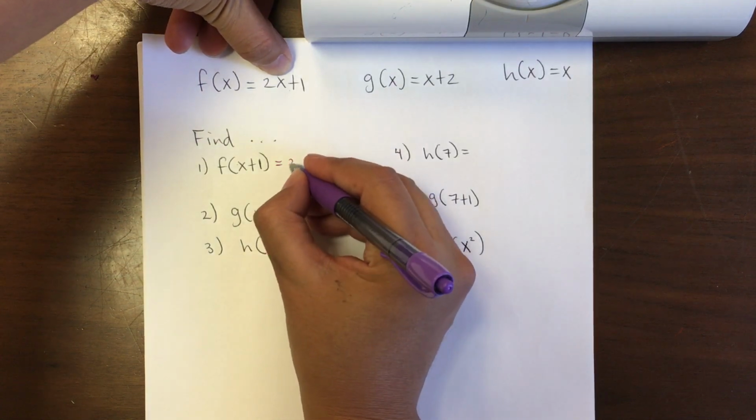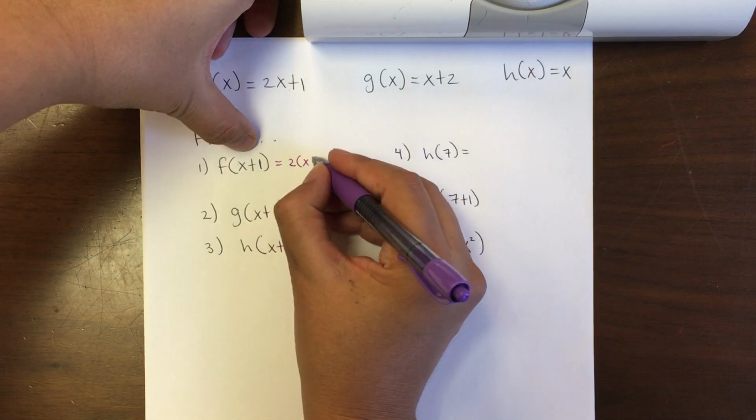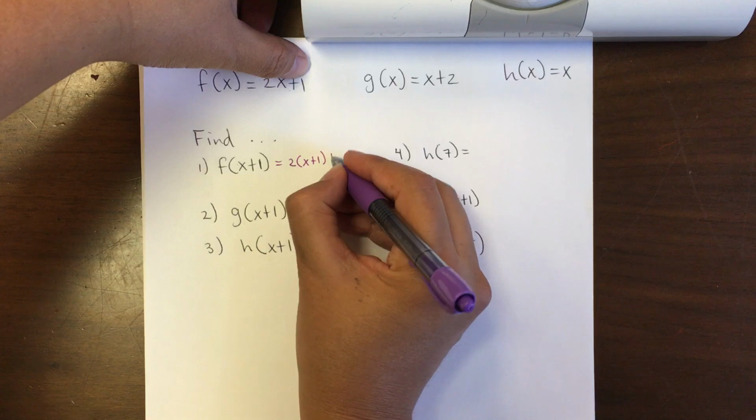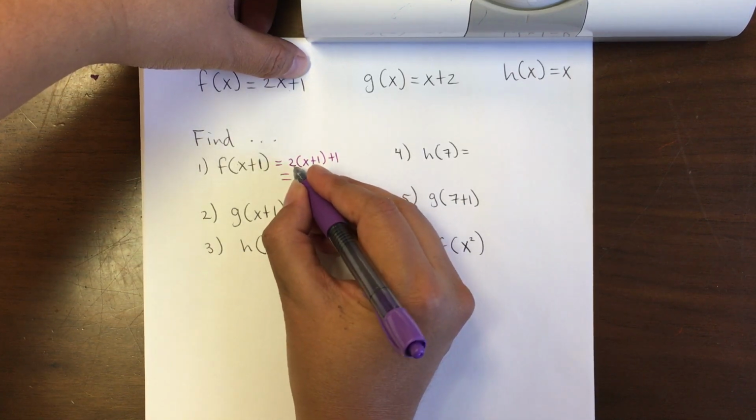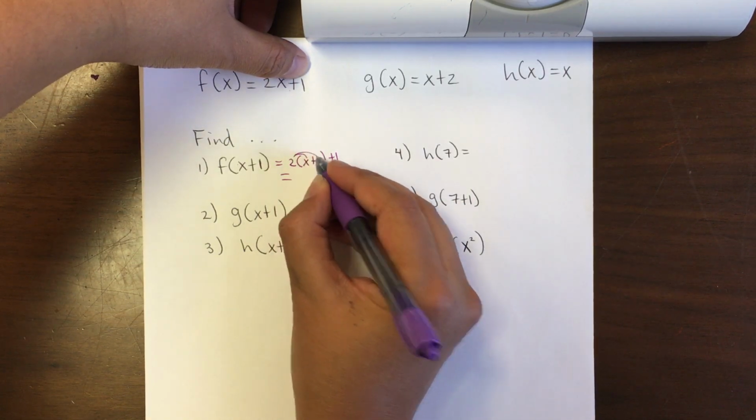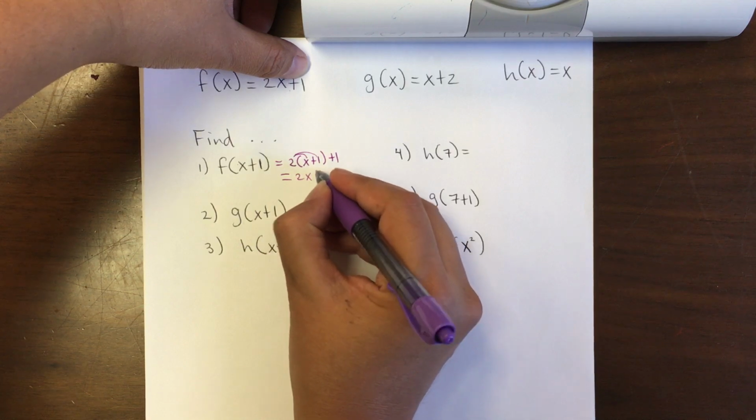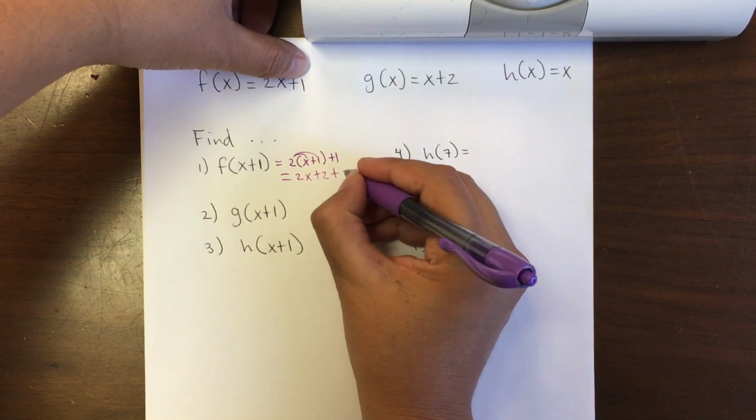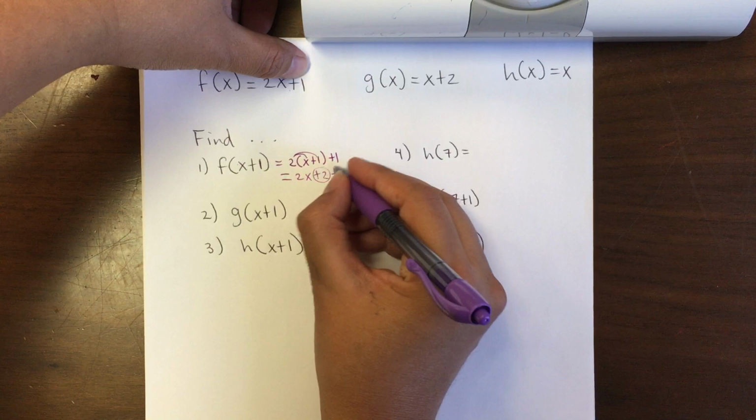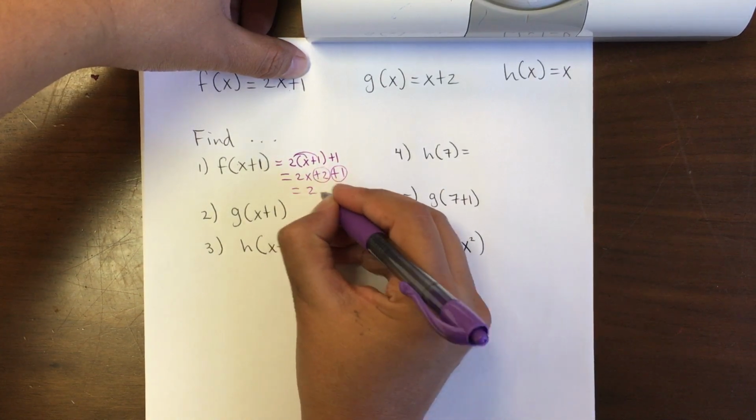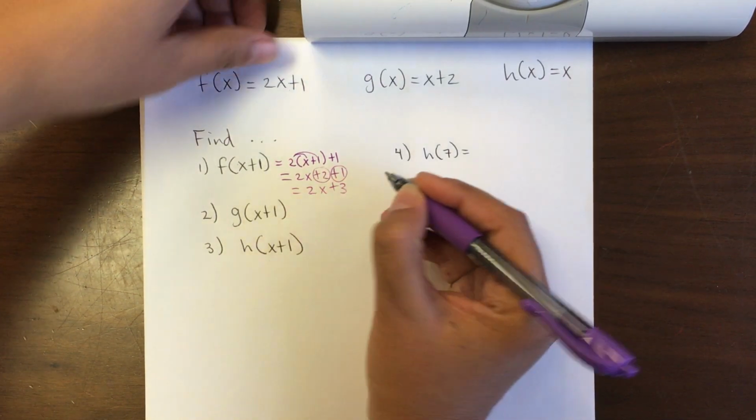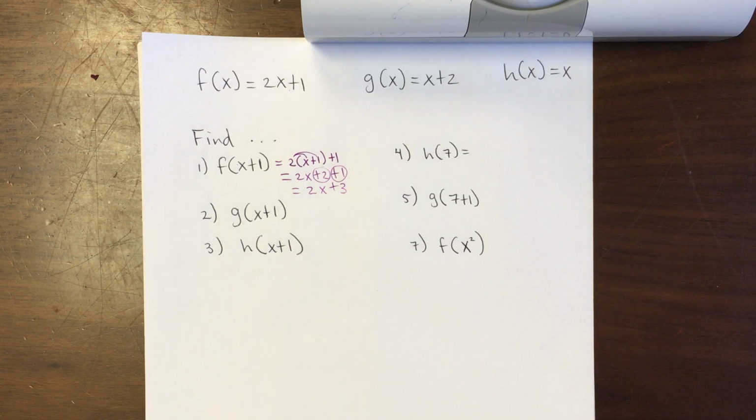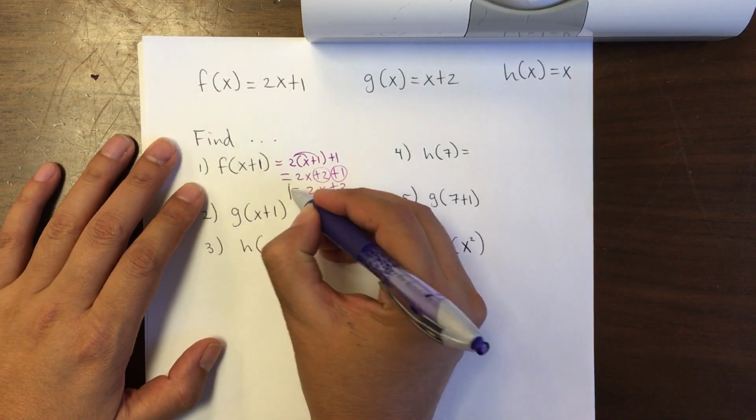Okay, so this means replace this in the f of x, so it's gonna be removing the x, so it's going to be 2 times x plus 1, plus 1. And so that's equal to 2 times x, and 2 times 1 is 2x plus 2 plus 1, combine like terms, and so that's equal to 2x plus 3. Okay. So that's my first answer right here.